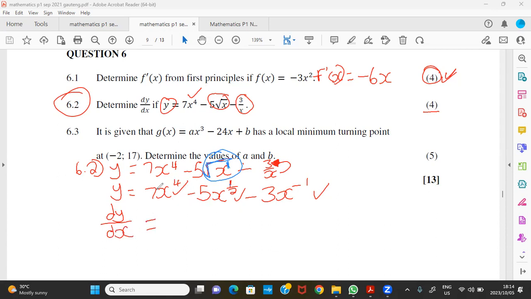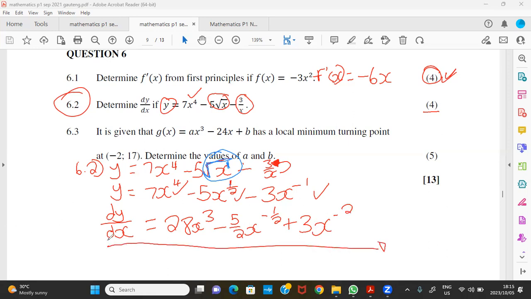So this is exactly the same as the previous one. So that's going to be 28x cubed. And then it's going to be minus half times 5. That's going to be 5 over 2x to the power of minus half. And then negative 1 times negative 3, that's going to be positive 3x to the negative 2. Final answer. Then you've collected your 4 marks quickly.